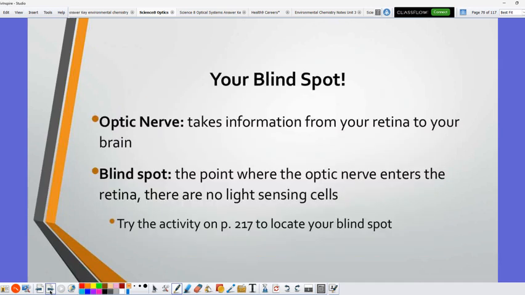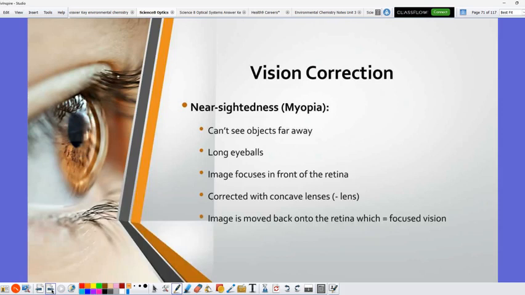Your blind spot. Your optic nerve takes information from the retina to your brain. The blind spot is a spot where the optic nerve enters the retina and there are no light-sensing cells there. So at that point, you have a blind spot. There's an activity on page 217, which is kind of cool, in your textbook. If you want to try it, there are other ones on the internet as well.